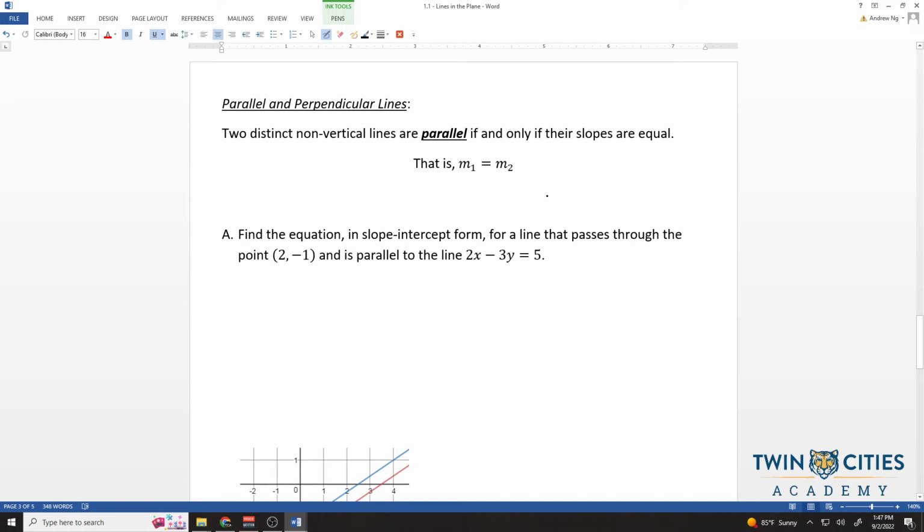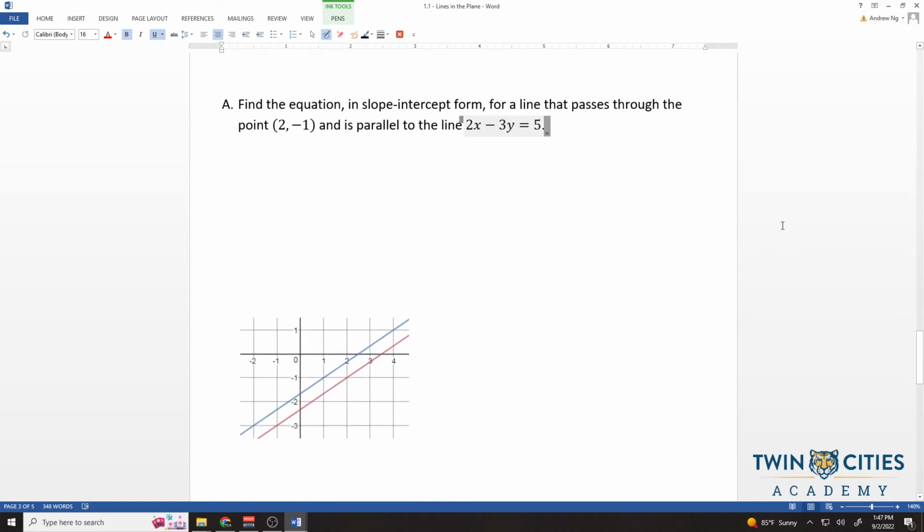So how would I use this? Well, let's say that I have an equation and I want to find another equation for a separate line that is parallel to this one, but I only have one point for that other equation. So find the equation in slope-intercept form for a line that passes through the point 2, negative 1, and is parallel to the line 2x minus 3y equals 5.